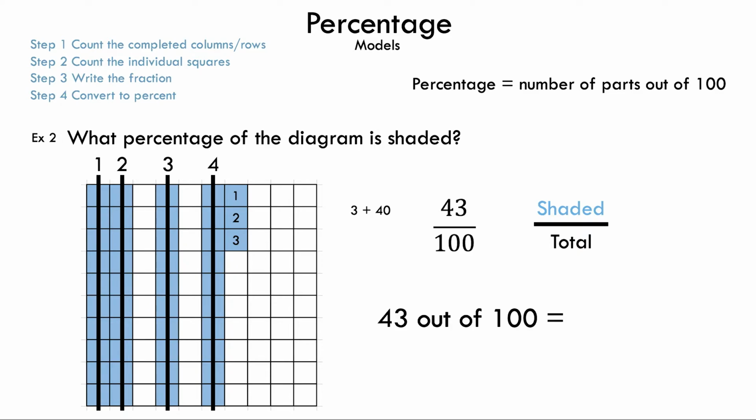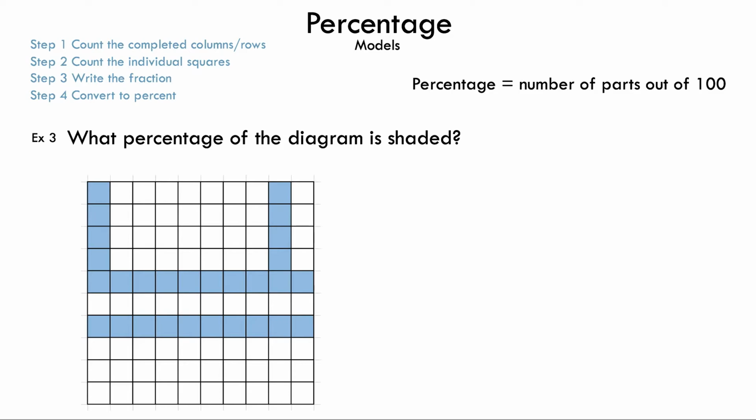Now we're going to use the definition. Instead of writing number of parts, we write 43 because that's the amount that we have counted to be shaded. And instead of writing out of 100, we can just use the percent sign to write 43%.